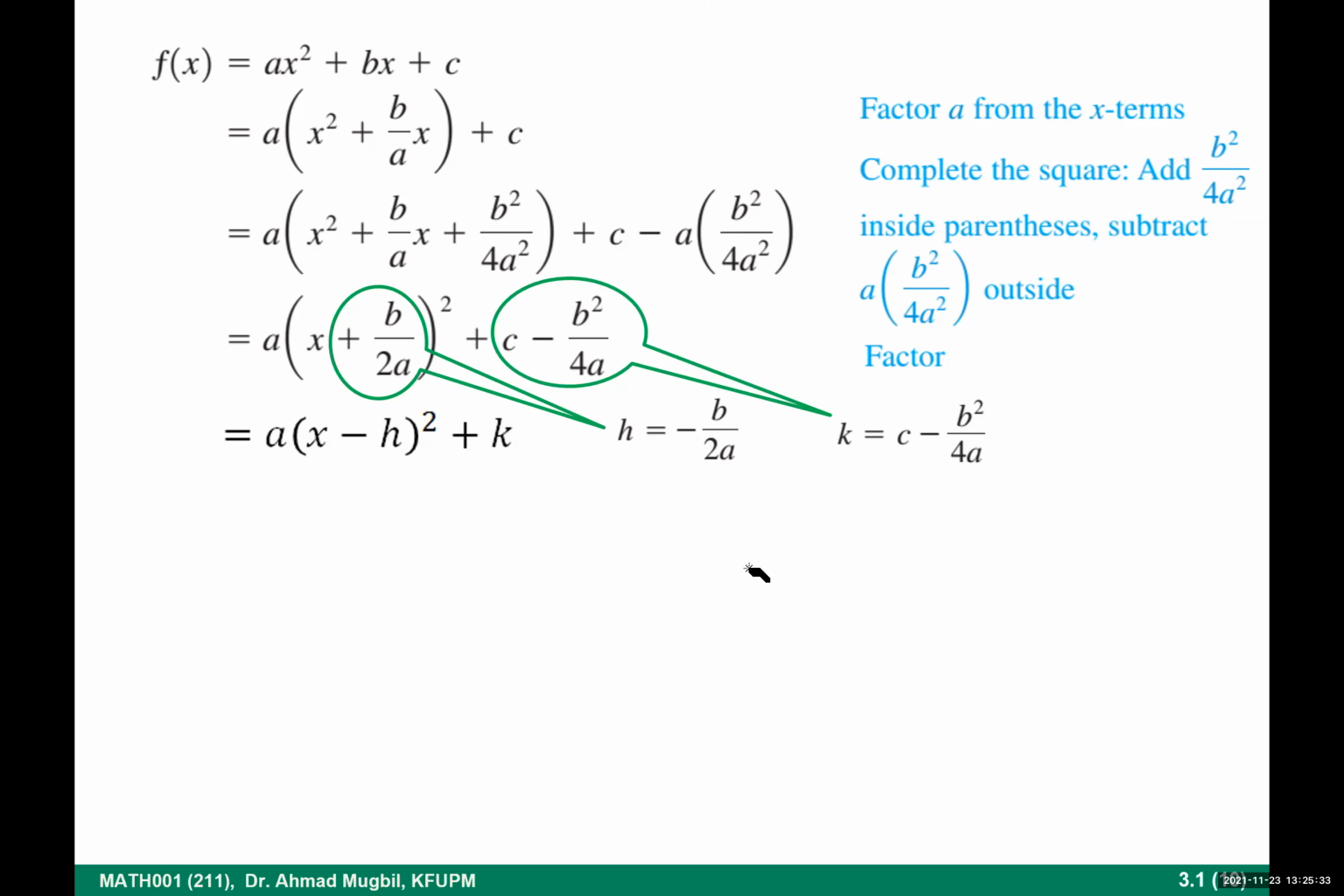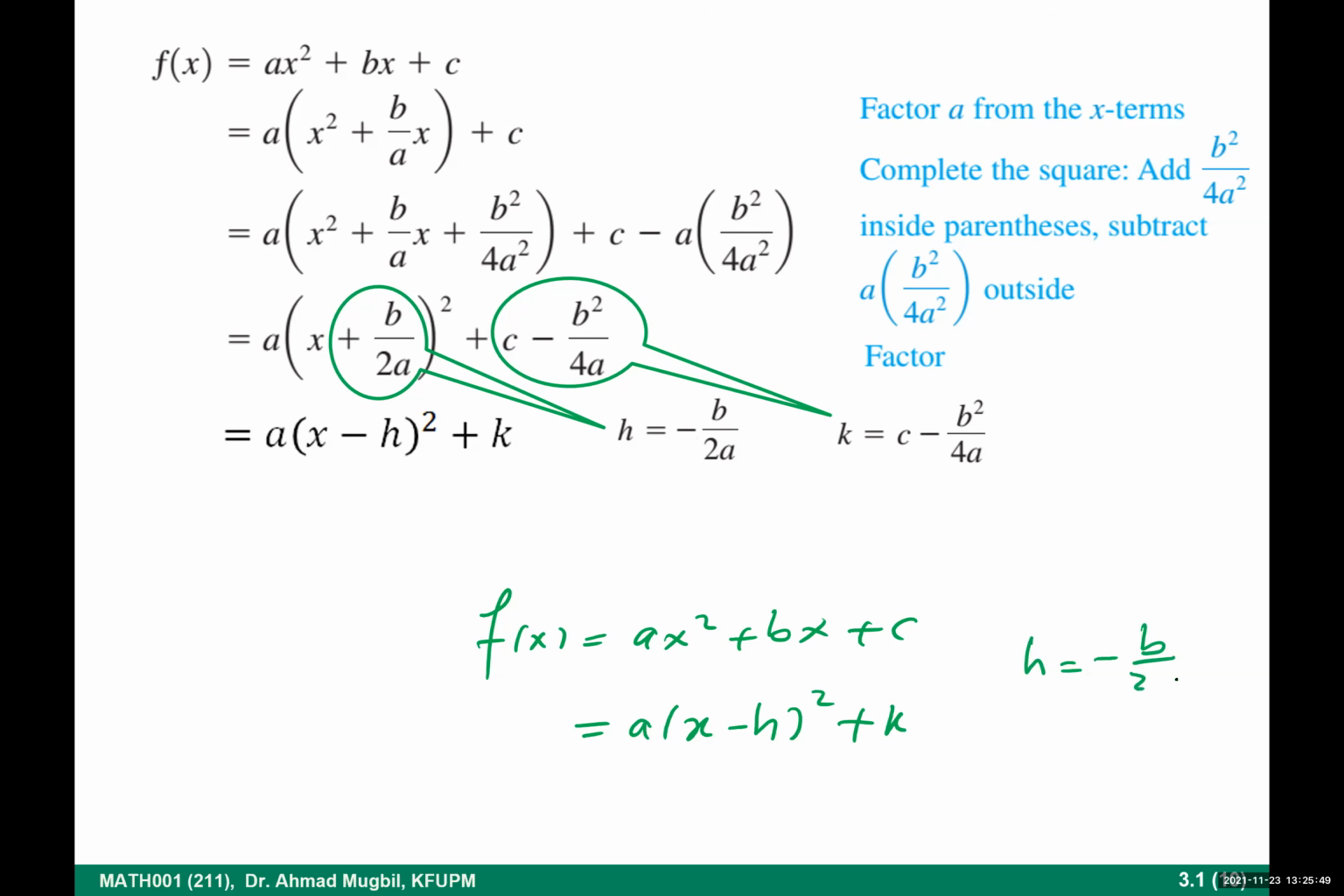What we conclude from this, Shabab, is that if the function is given to you and you want to write it in the standard form, all you need to do is find h, which is negative b over 2a. Put it here. And then find k. K, you can find by two methods. You can find it as f of h, or as c minus b squared over 4a.